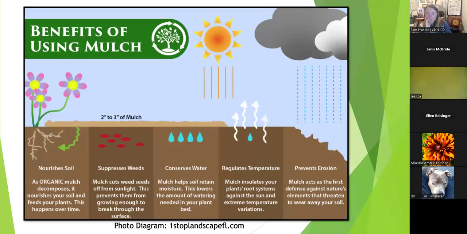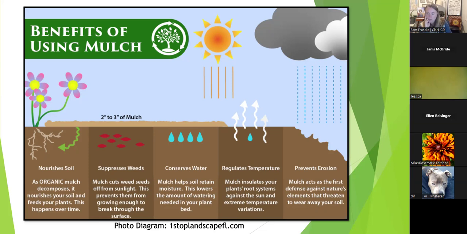Talk real quick about mulch because we are talking about weeds. 2 to 3 inches of mulch is going to be so beneficial for your yard. It nourishes the soil because the organic matter decomposes and gives back the nourishment to the soil. It's going to suppress those weeds. The weeds are not going to be able to come up. And like I said, my favorite type of mulch is arborist wood chips.